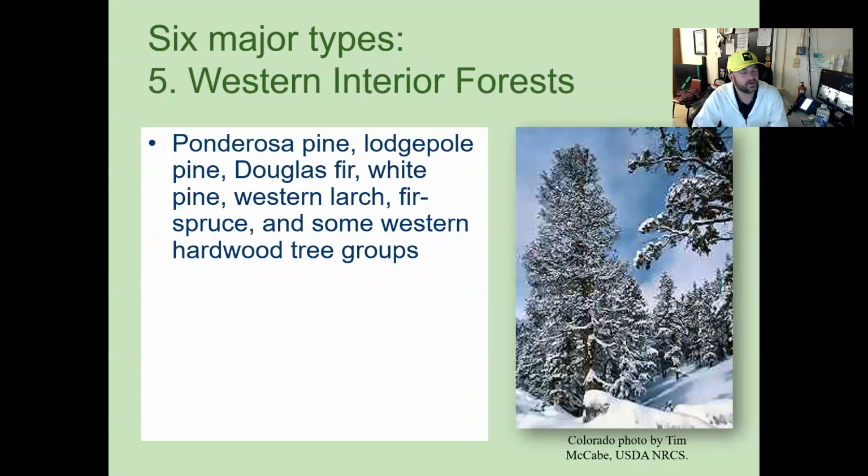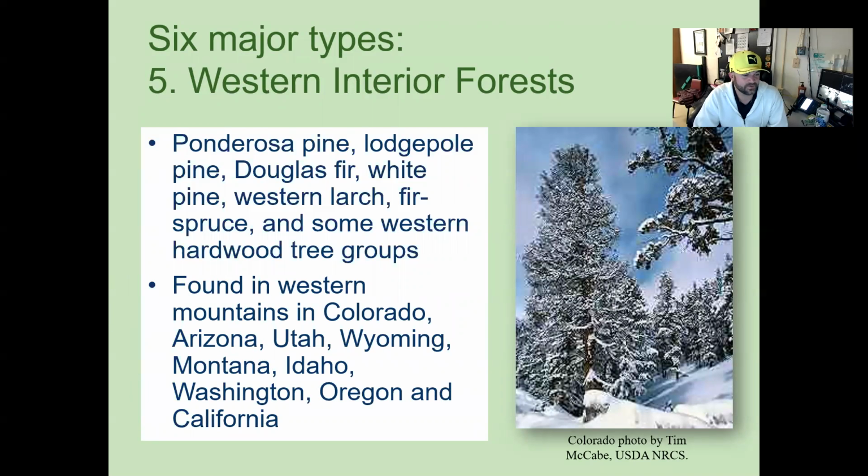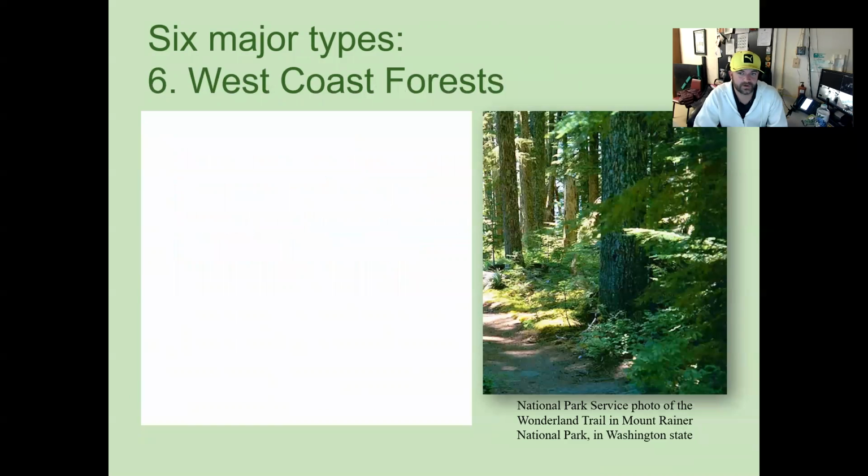Western interior forest: ponderosa pine, lodgepole pine, Douglas fir, white pine, western larch, fir spruce, and some western hardwood tree groups. You'll find these in states such as Colorado, seen in the picture down on the right, Arizona, Utah, Wyoming, Montana, Idaho, Washington, Oregon, and California. And as you can tell from the way I'm talking about these, some of these forests can actually mix together, creating their own specific type of ecosystem, but these are pretty broad-based.